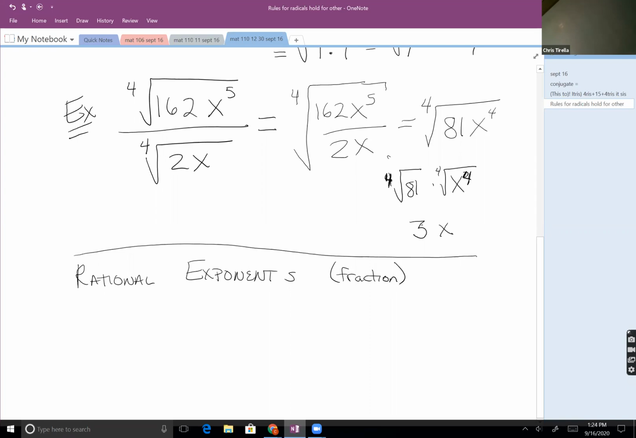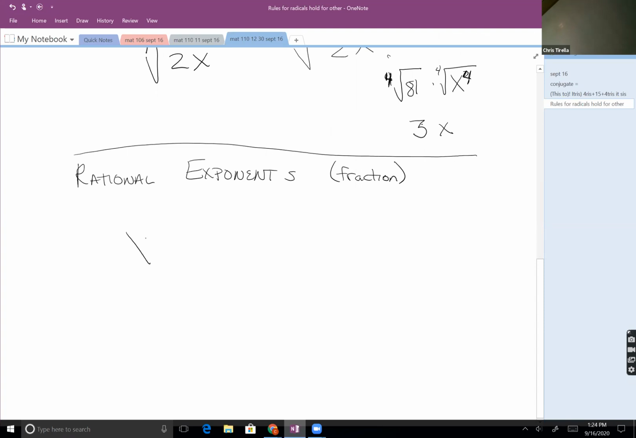Rational exponents, I mean when I have a fraction as an exponent. So what we're going to do now is give meaning to x to the m over n. What does it mean if I have a fractional exponent? Rational exponents, if there's a fraction in the exponent, it means I'm going to have a radical.